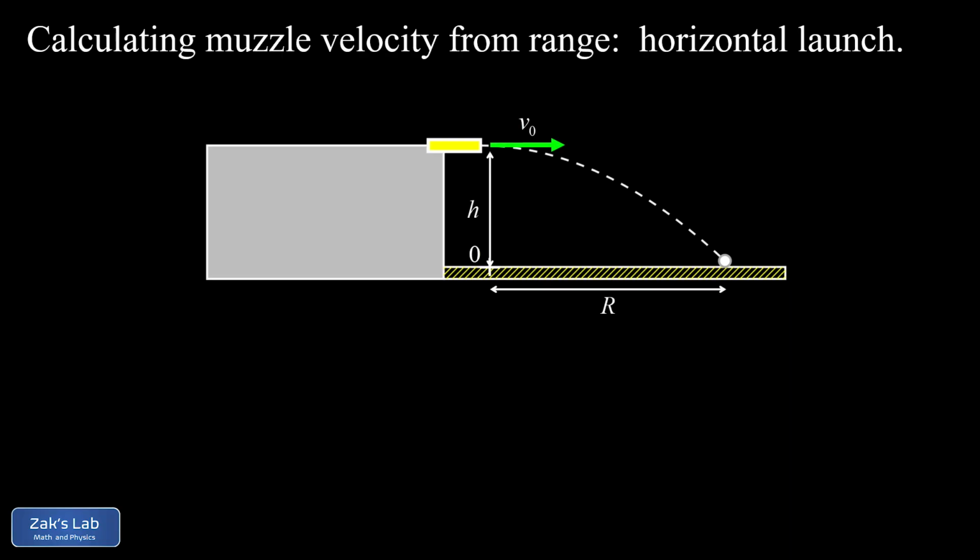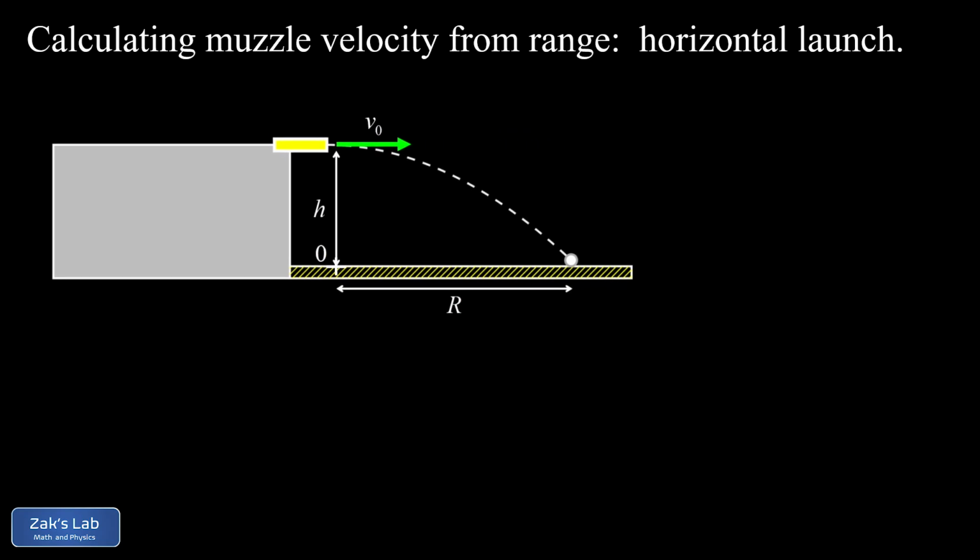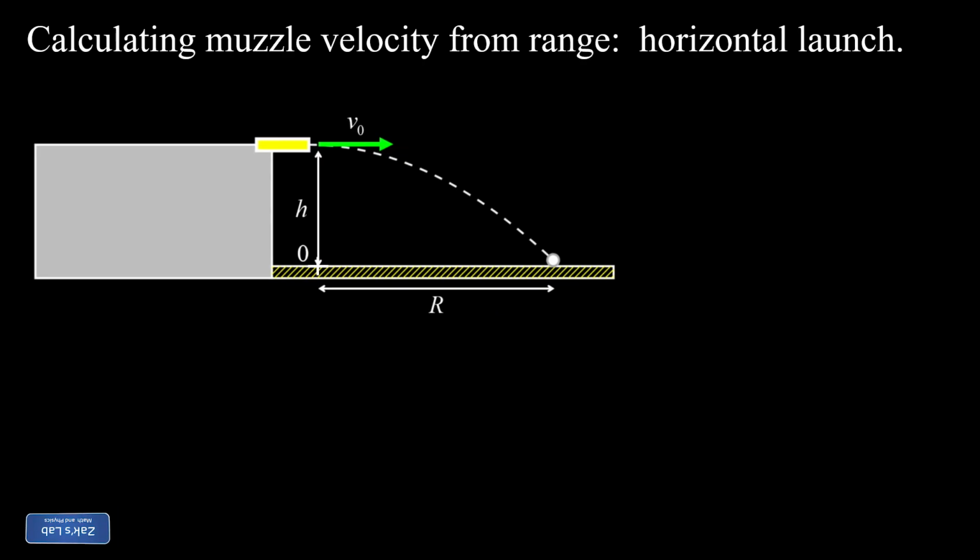We want to find a formula that takes us from the measured distances here, that's the range and the initial height, back to the muzzle velocity when the projectile was first launched. So let's just move this guy over to the left real quick. And like any projectile motion problem, we're going to split the analysis into horizontal and vertical components.